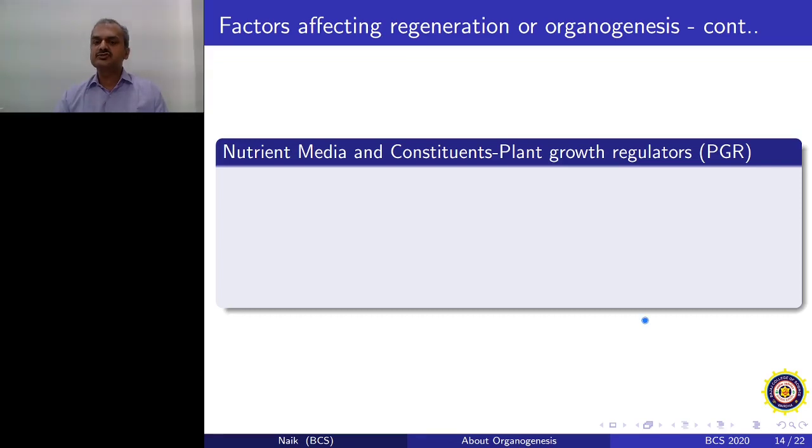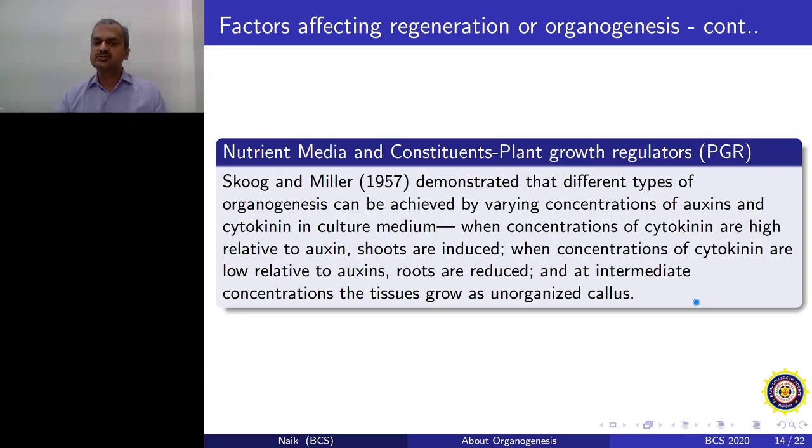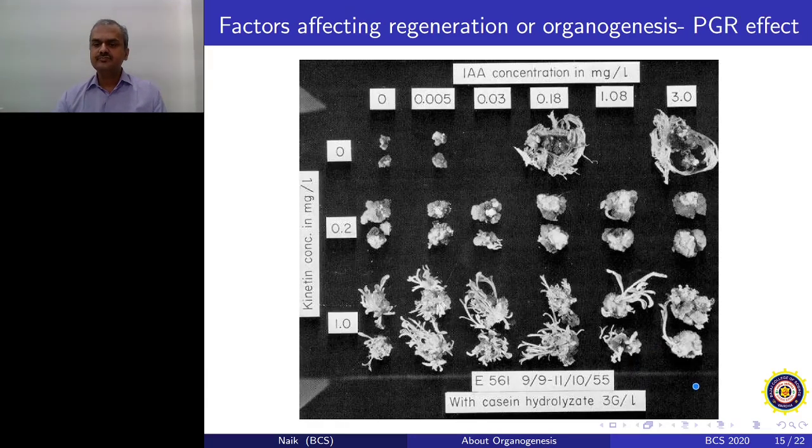Nutrient media as well as constituents. Plant growth regulators, as I already showed you, this hypothesis has been very well proven by Skoog and Miller, that a high cytokinin concentration will induce shoot formation and a low cytokinin concentration will induce root formation. And when you have an intermediate concentration of cytokinin and auxin, you will have an unorganized mass or unorganized callus tissue.